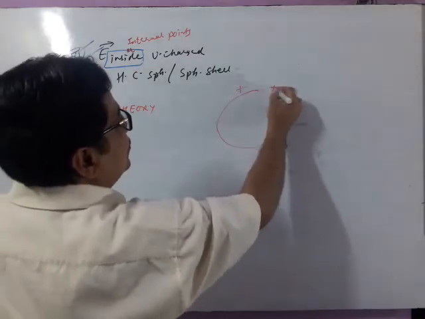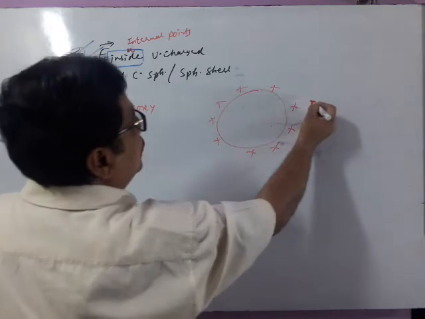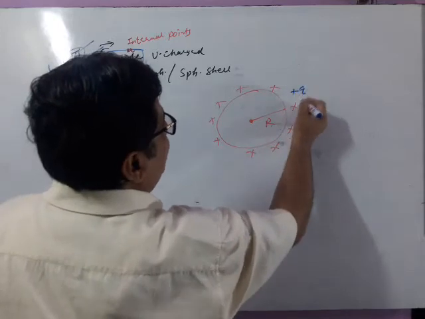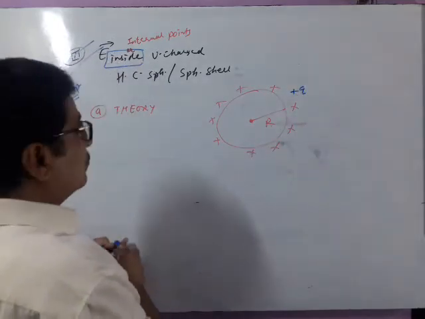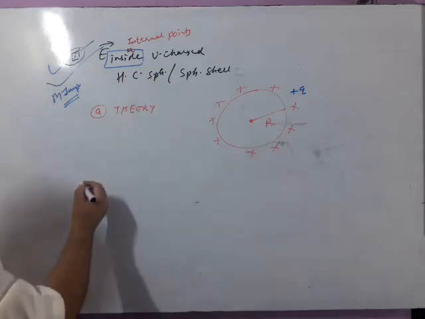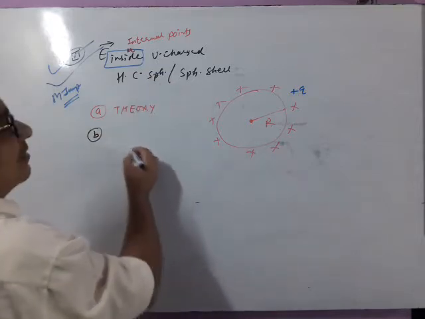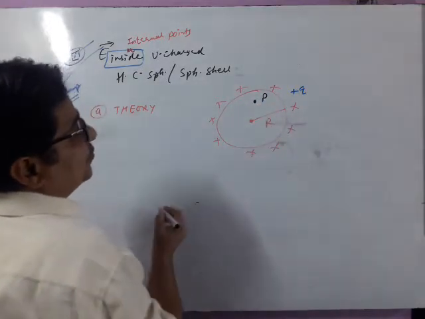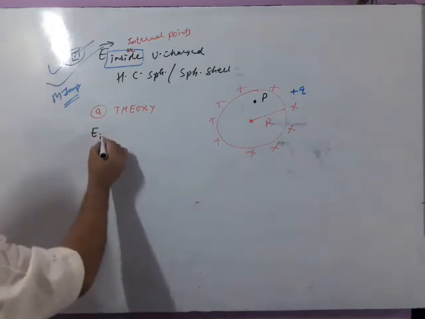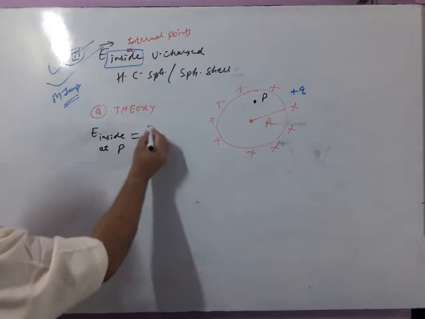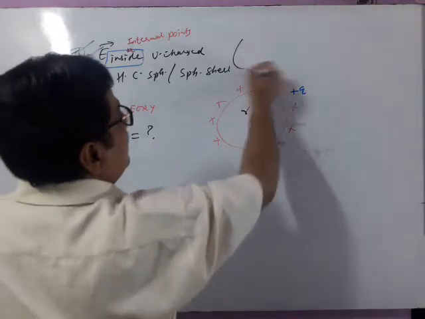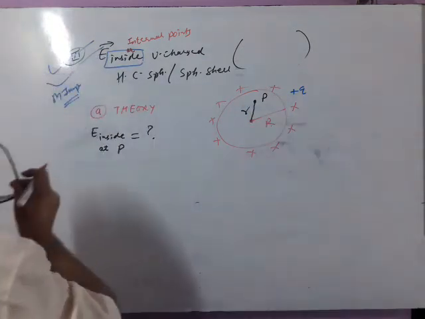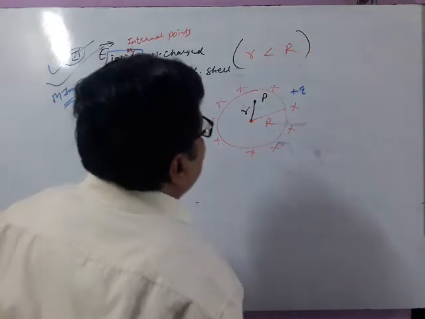Let us consider a uniformly charged hollow conducting sphere of radius R, with plus q charge uniformly distributed on the surface. Now the electric field is radially outward. B. We will find the electric field somewhere inside. Let us say this point P is inside, at a distance r. When the point is within the sphere, small r is less than capital R.